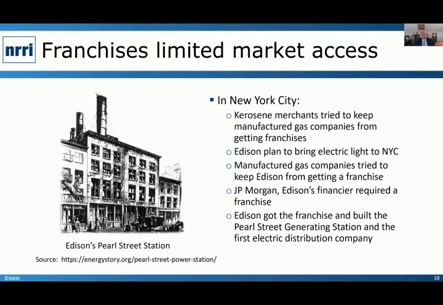Well, he had to invent what we now think of as the incandescent bulb and generation and control and things of that sort. But his primary financier, J.P. Morgan, in addition to all of the technological wonders, required a franchise. He required a franchise because it provided financial stability in the investment. Well, Edison got the franchise and built the Pearl Street Station and the first electric distribution company in the world in Lower Manhattan. I think they had 4,000 light bulbs.